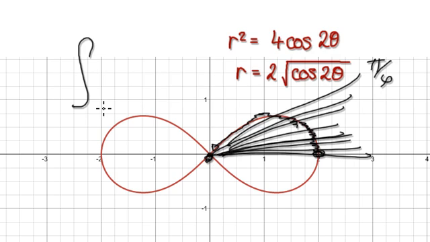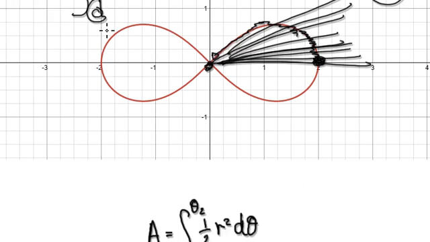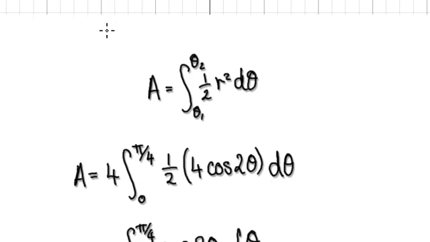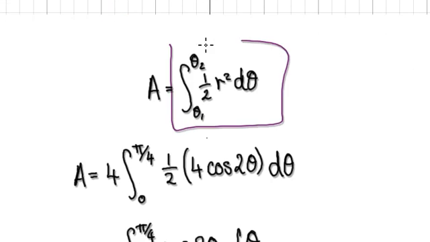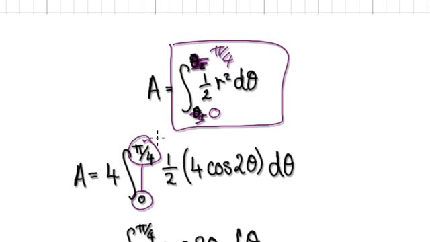So really, we want to integrate from 0, because you start here, and then by the time you get to pi over 4. So really, we want to integrate it from 0 to pi over 4. So remember from the previous 2 videos, the area is given by this, but we want to integrate it from 0 to pi over 4.